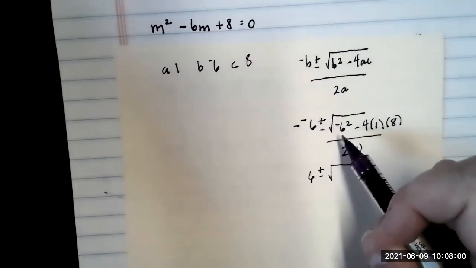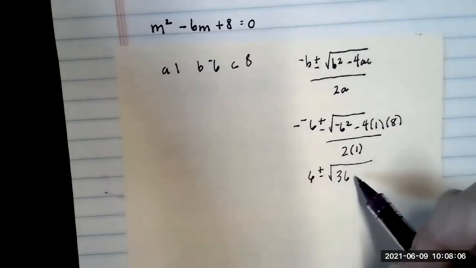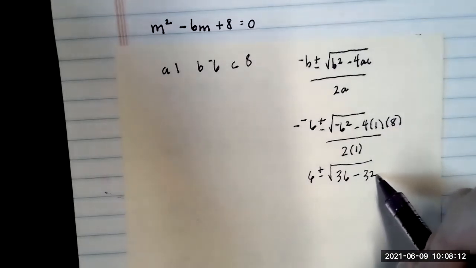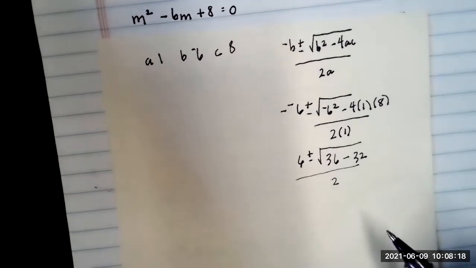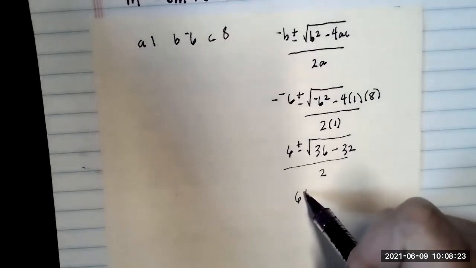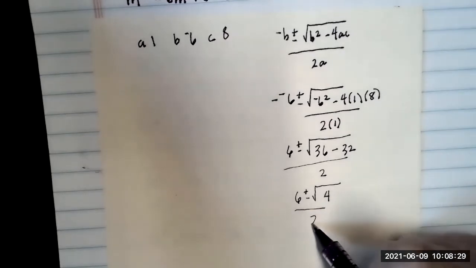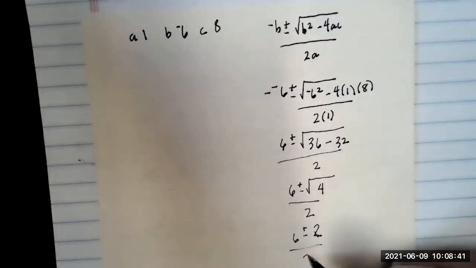the square root. Negative 6 times negative 6 is 36, minus 4 times 1 is 4, times 8 is 32, over 2 times 1, 2. Now you figure out what is under the square root. We've got 6 plus or minus the square root of 4 over 2. And one more time, 6 plus or minus 2 over 2.